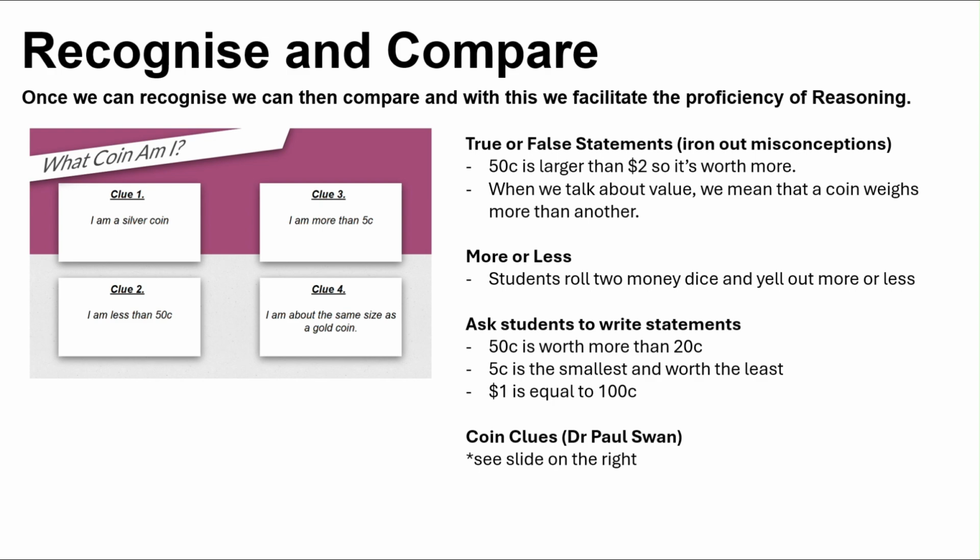So if we use those clues, students can distill that we're talking about a 20-cent piece. Or are we talking about a 10-cent piece? I think we're talking about a 10-cent piece here because it is about the same size as a gold coin. $1 is roughly the same size as 10 cents.